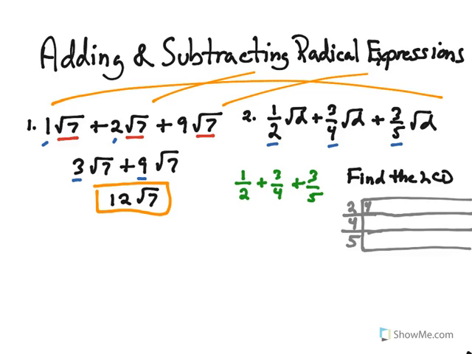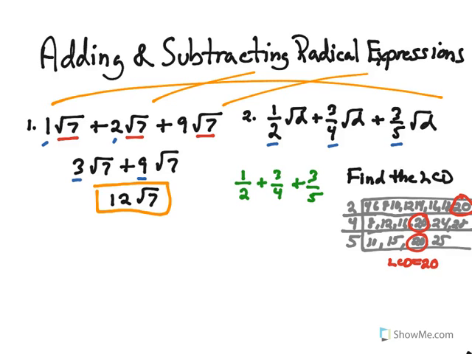We have 2, 4, 6, 8, 10, 12, 14, 16, 18, and then 20. Here we have 4, 8, 12, 16, 20, 24, 28. Here we have 5, 10, 15, 20, 25. What number appears in each row first? It's going to be 20. And that is your LCD. So your LCD is going to equal 20.